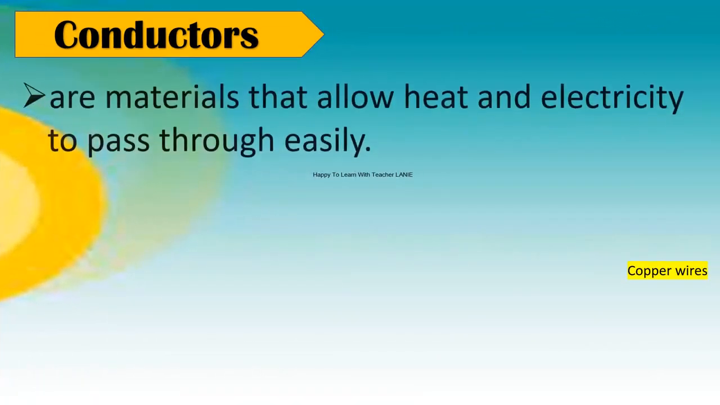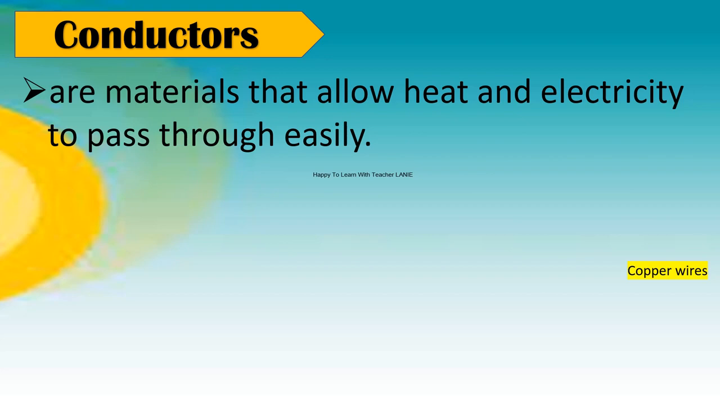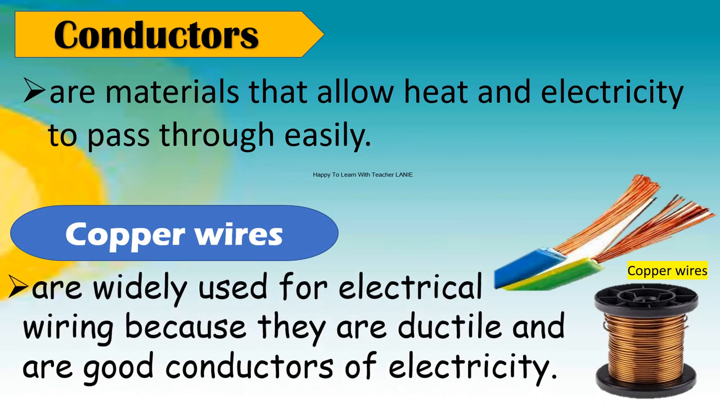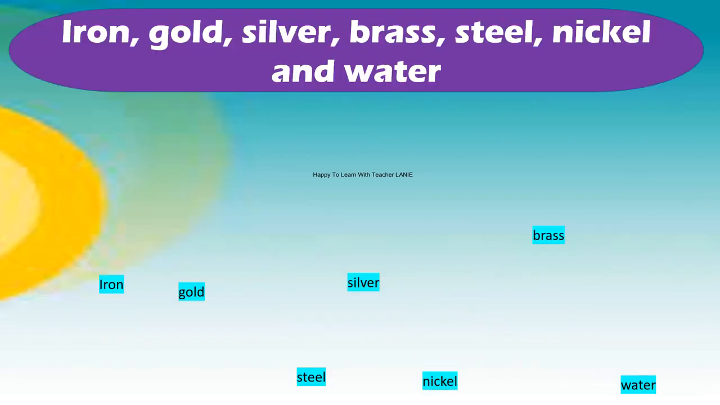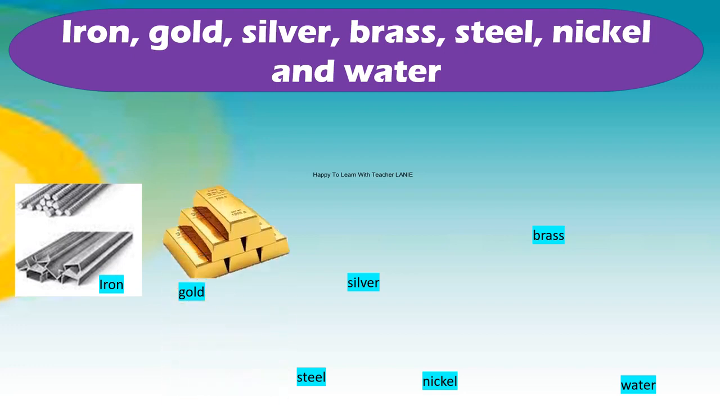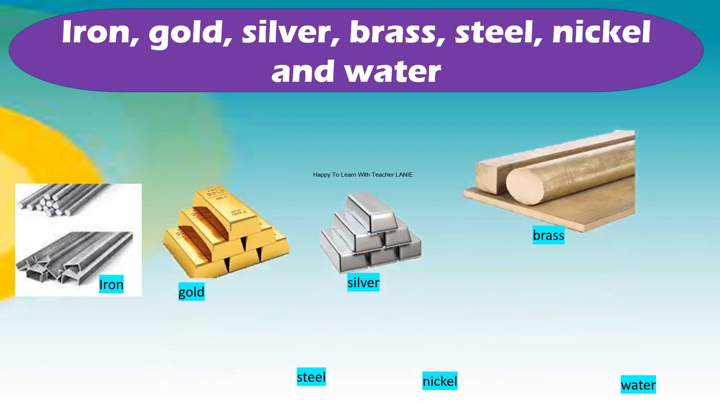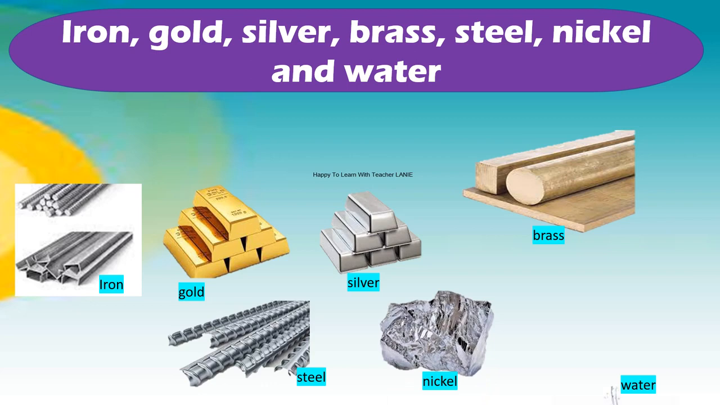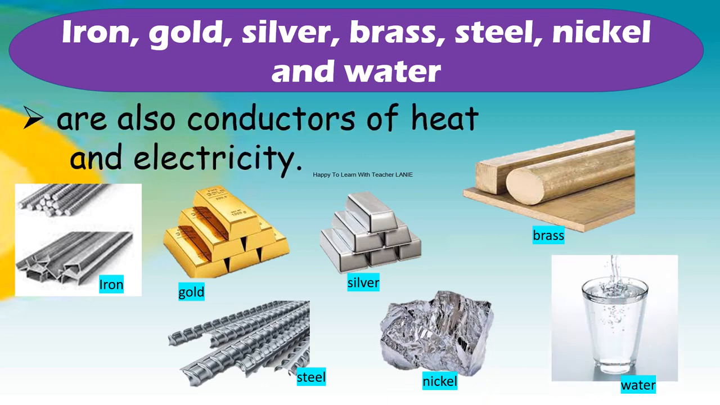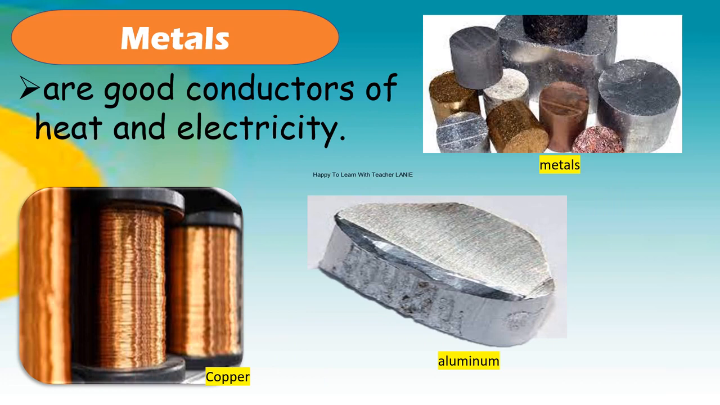Conductors are materials that allow heat and electricity to pass through easily. Copper wires are widely used for electrical wiring because they are ductile and are good conductors of electricity. Iron, gold, silver, brass, steel, nickel, and water are also conductors of heat and electricity. Metals are good conductors of heat and electricity.